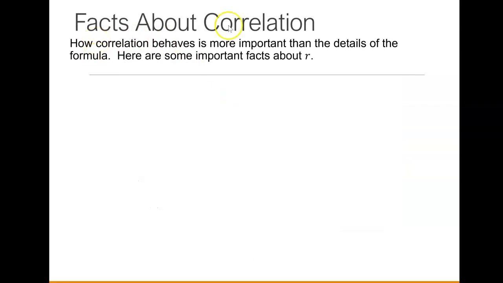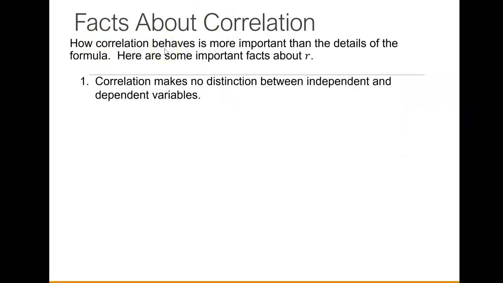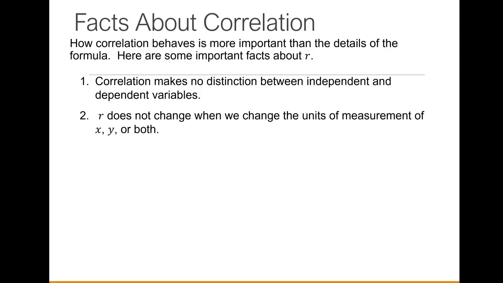All right, let's talk some more about correlation. When we do the calculation for R, there is no distinction about which variable you call independent and which one you call dependent. It doesn't matter. Whether I flip the coordinates and graph them the other way, I'm going to get the same R value regardless.